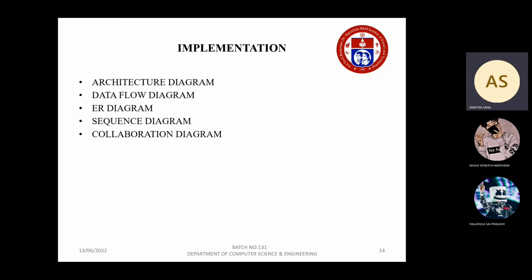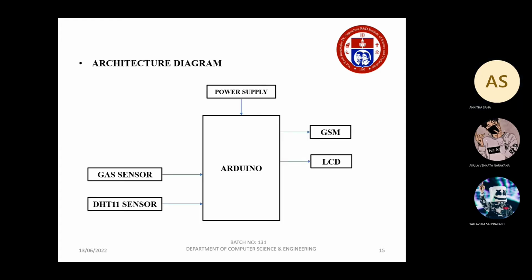So this is the implementation: architecture diagram, data flow diagram, ER diagram, sequence diagram, collaboration diagram. This is our architecture diagram. Here we have used the power supply and the Arduino, which is connected with GSM and LCD, along with the gas sensors and the DHT11 sensor.